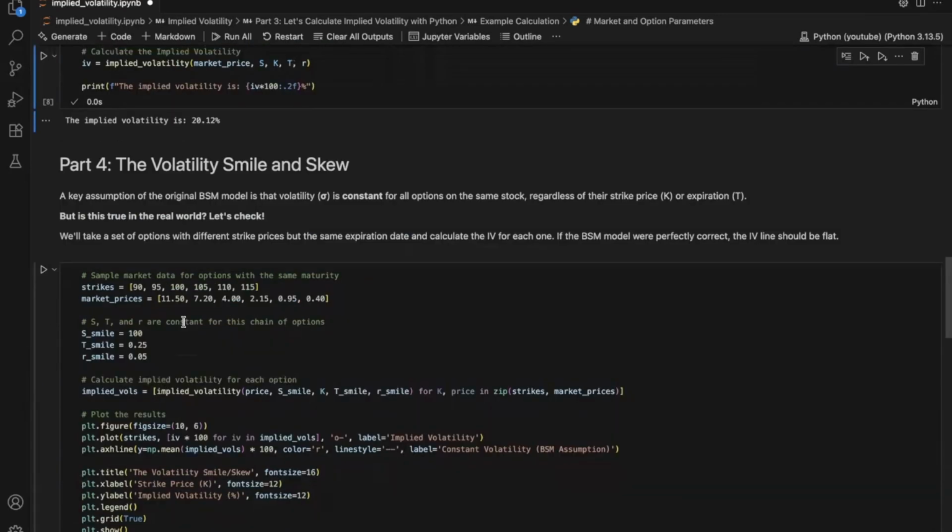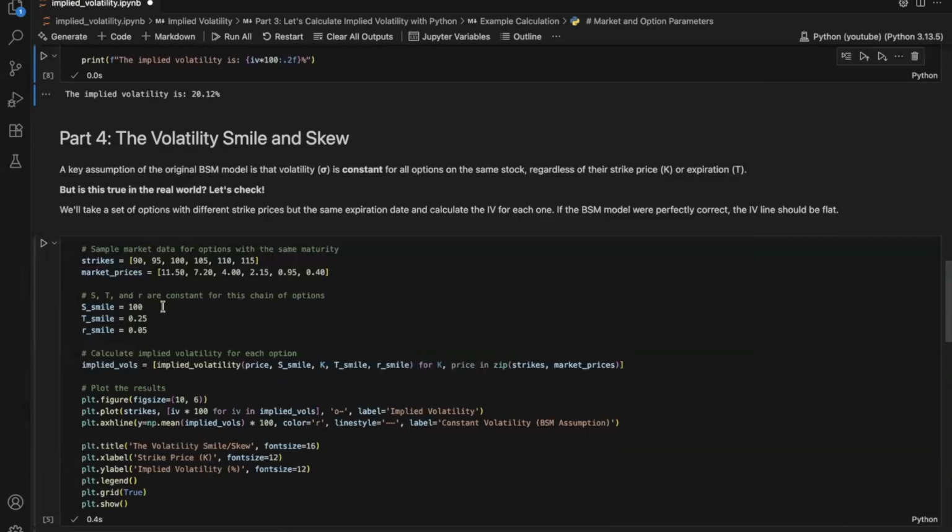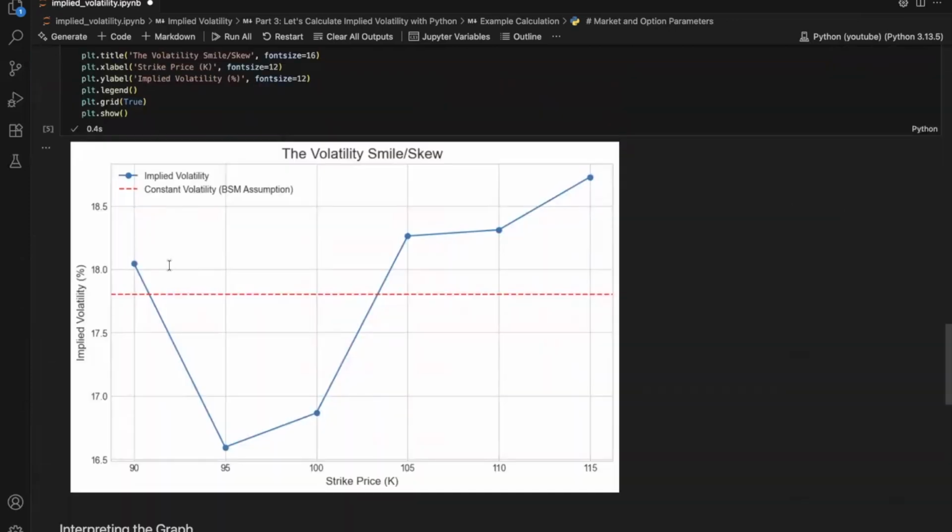Now, the Black-Scholes model originally assumed that the volatility is constant for all options on the same stock. But is it really true in reality? Let's check it. We have a list of options here, all with the same expiration date, but different strike prices like 90, 95, 100, 105, 110, and 150. And different market prices, also like 11.50, 7.20, 4, 2.15, 0.95, and 0.4. We'll calculate the IV for each one. If the model's assumption is correct, you should get a flat line. So look at this. It's not a flat line at all. It's a curve, or a smile.